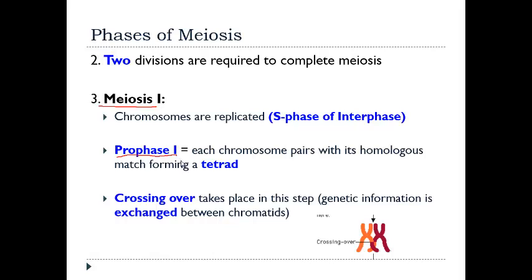And this is a little different from mitosis. Each chromosome pairs with its homologous match, forming a tetrad. And a tetrad is really this, what you see right here. It's the chromosomes kind of getting together and crossing up a little bit. And what happens now is crossing over takes place, which is the step where genetic information is exchanged between the chromatids. So now what's happening, not only are we dividing the cell, we are mixing up the DNA a little bit.